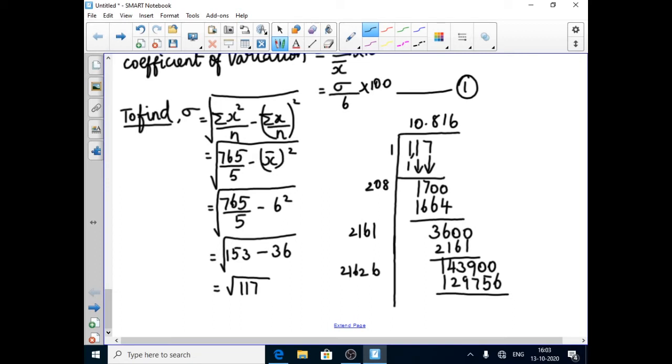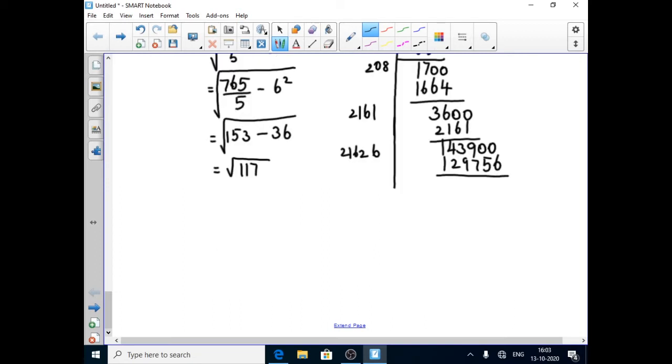So after the point we are getting 3 digits, so this is enough. So the answer is 10.816. Since it crosses 100, our answer is 10.816. Therefore sigma is equal to this, using the first equation.